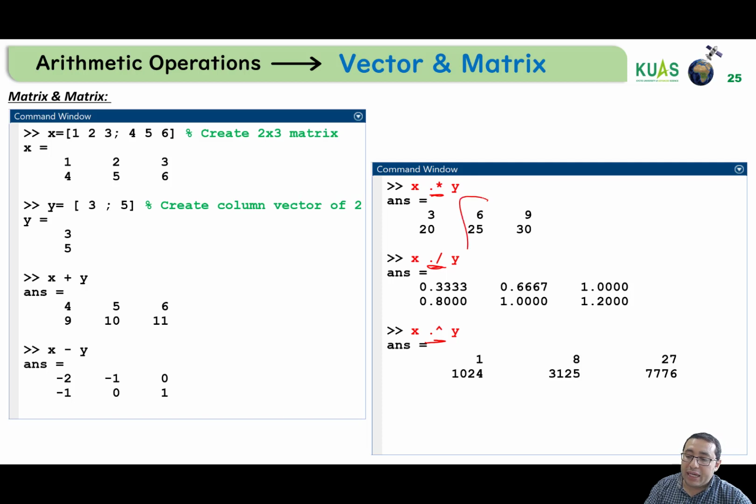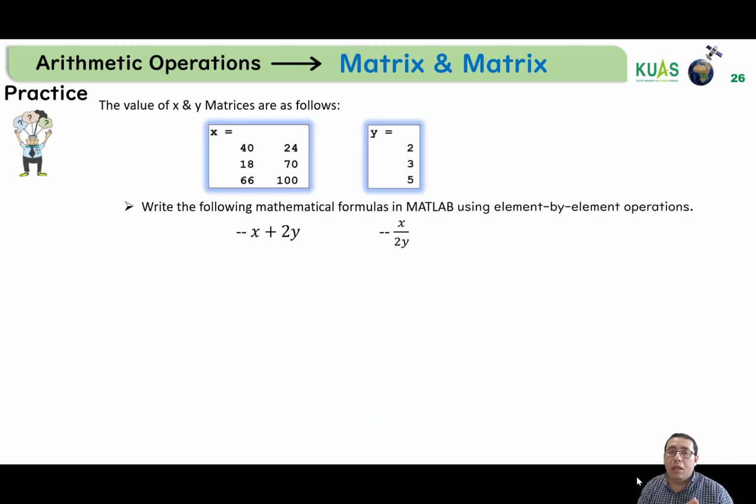And if we consider the second column again, it will be 2 multiplied by 3, which is 6. 5 multiplied by 5 will be 25. And then if we divide, it will be 2 divided by 3, which is 0.667, and 5 divided by 5, the output will be 1. So the power is the last one. 2 to the power 3 is 8, and 5 to the power 5 is 3125.